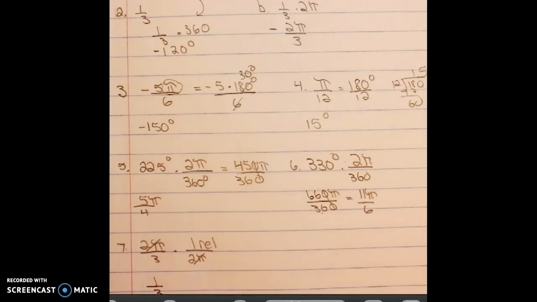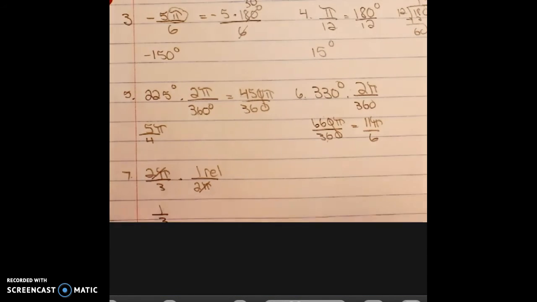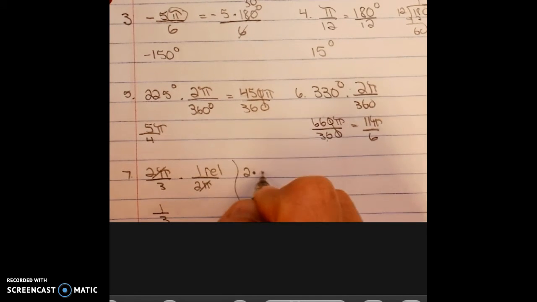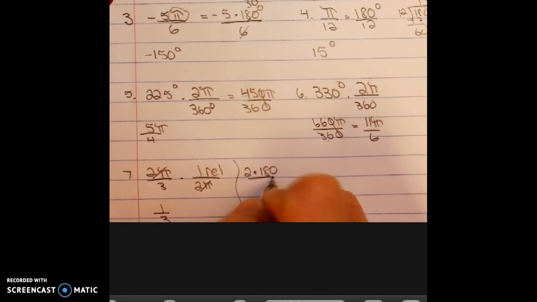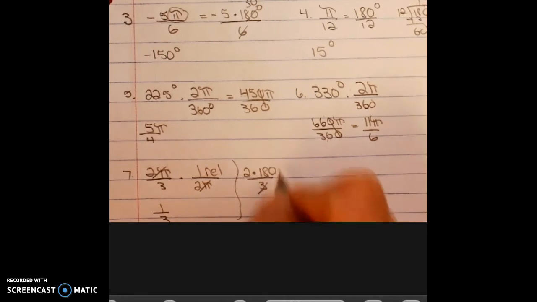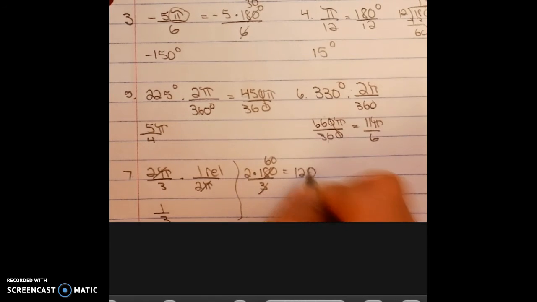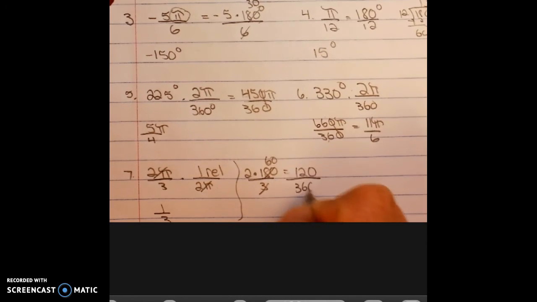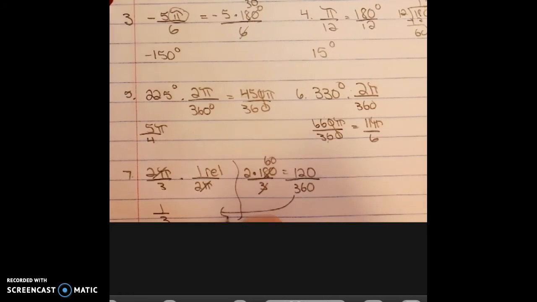Just trying to give you an option here. One other option, we could convert this to degrees first. So that would be 2 times 180 over 3. That would end up giving me 120 degrees out of 360. And notice again, it's going to reduce to 1/3.